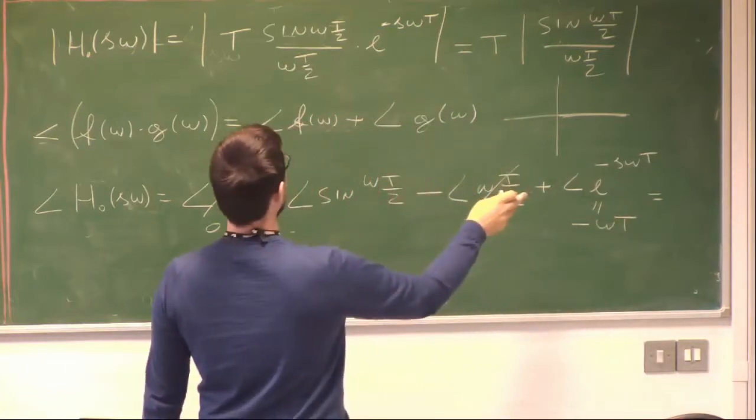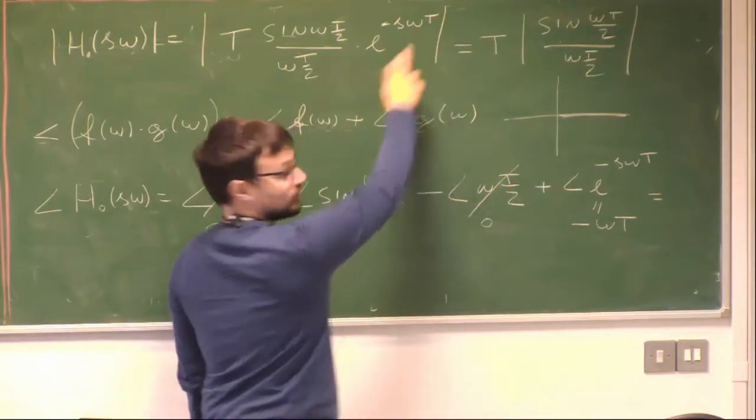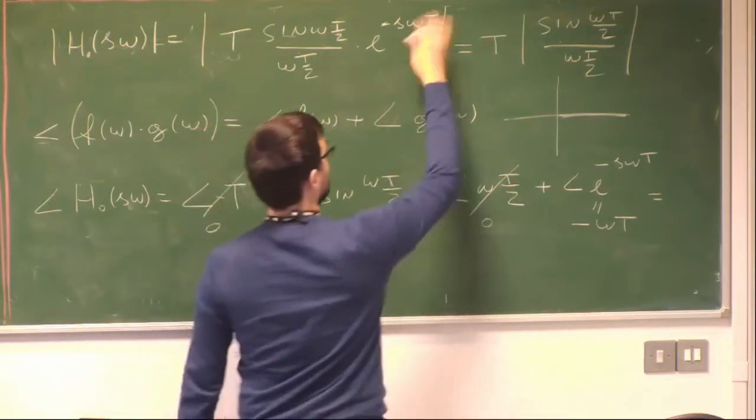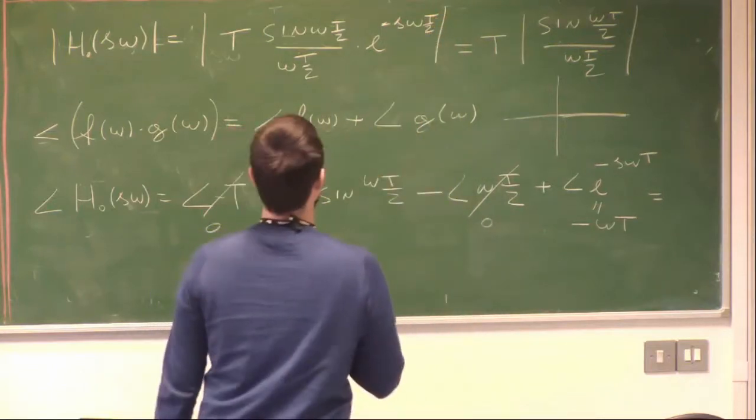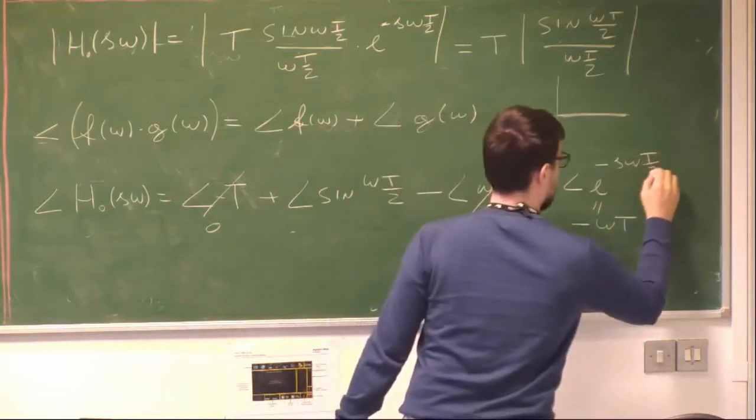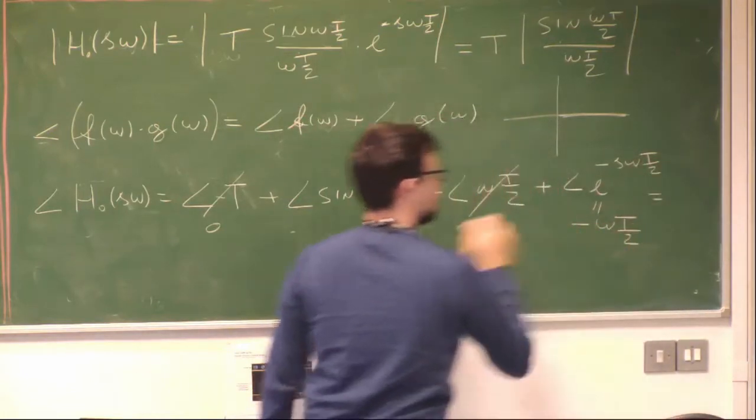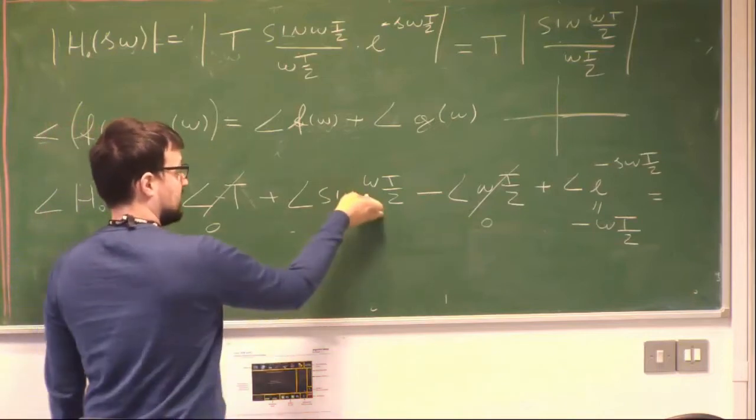In all this slide, actually, on all this board, this should be T over 2, okay? I forgot T over 2 over there, and I forgot T over 2 over here, so here this is T over 2, okay? So this is the phase. And then we have the phase of this function, okay?